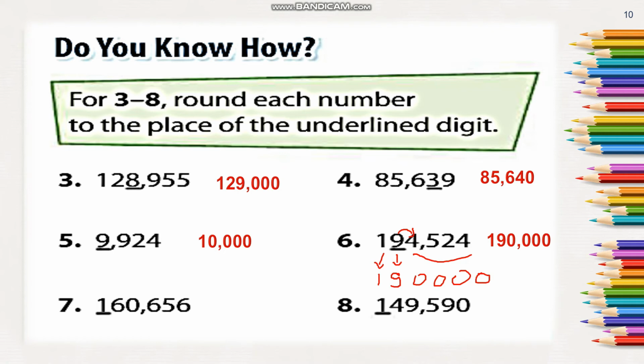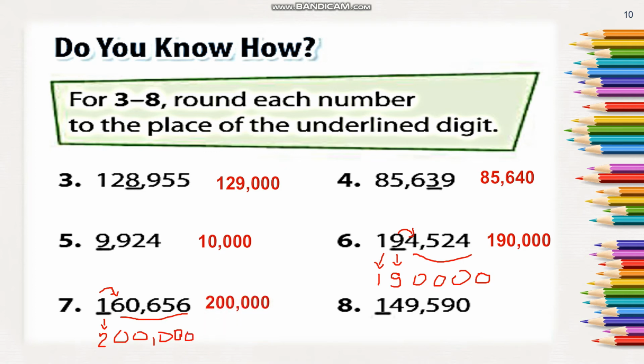So the same thing in question number 7, the underlying digit is 1. It is followed by 6. So if it is followed by 5 or more, we need to add 1 more. So 1 becomes 2 and the rest of the digits to its right become 0. That's why the answer is equivalent to 200,000.